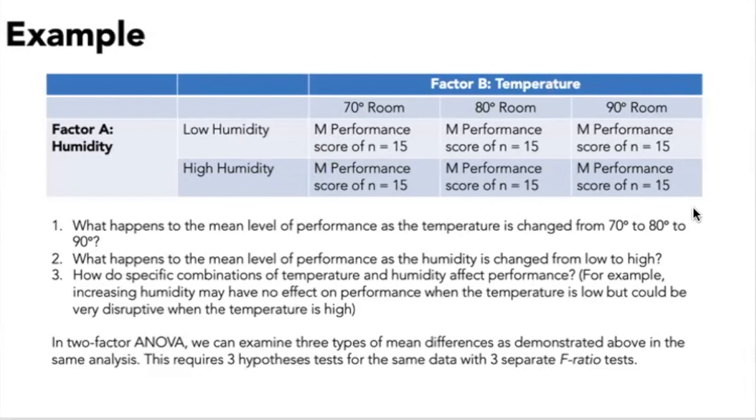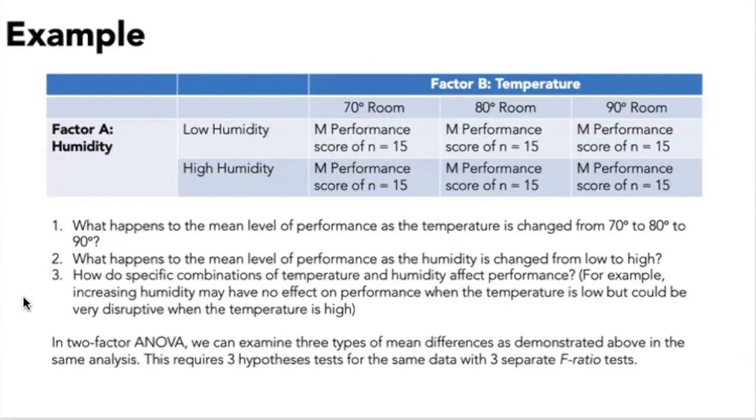So I have given three questions here. I got this from the Gravetter book. If you go through this, it asks what happens to the mean level of performance as the temperature is changed from 70 to 80 and 80 to 90. Now the focus in that particular question is on one independent variable and one dependent variable. So it is not factorial.